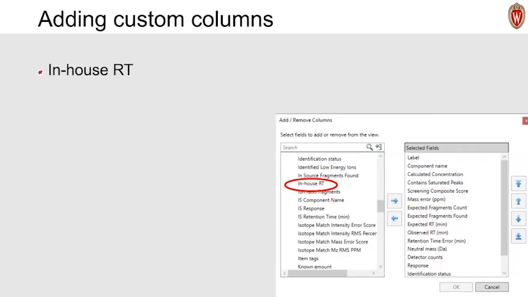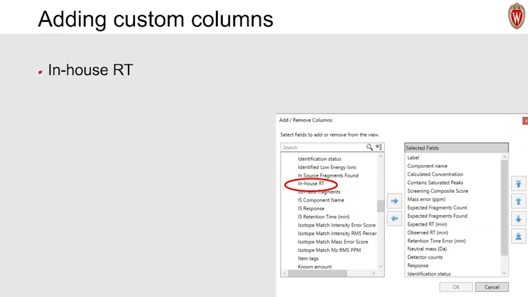So now that we have those in-house RT and screening composite score custom formulas, we need to add them to our match tables so we can see them. To do so, right-click in the column heading in the match table, select Add Column. Then select them from the list on the left to move them to the list on the right. You can search the fields to make selecting easier. You can reorder the selected fields on the right-hand side to suit how you'd like them organized.